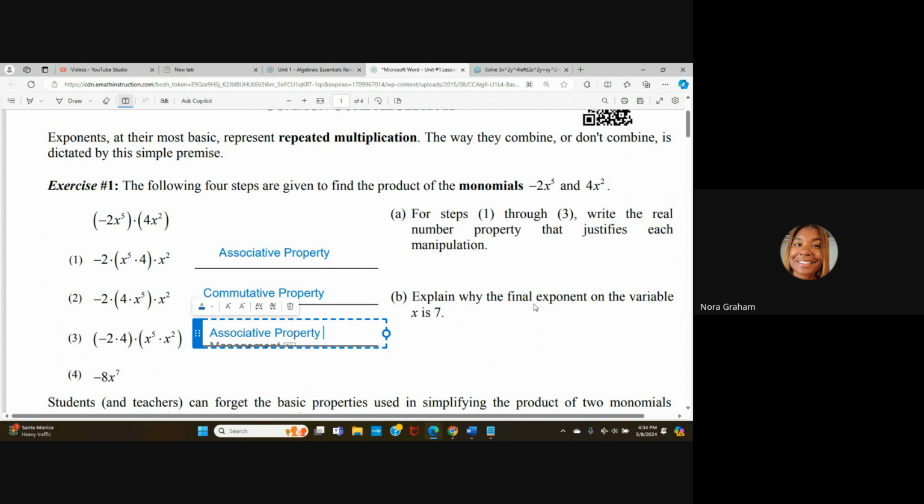For B, explain why the final exponent on the variable x is 7. Remember, with our exponent rules, this is another property. When I multiply two variables that are like bases, what I've got to do with their exponents is add them. So that would really look like x to the 5 plus 2, because they're like bases. When I have two like bases and I multiply them, I add their exponents. So 5 plus 2 is going to give me 7. All right, so that explains B.